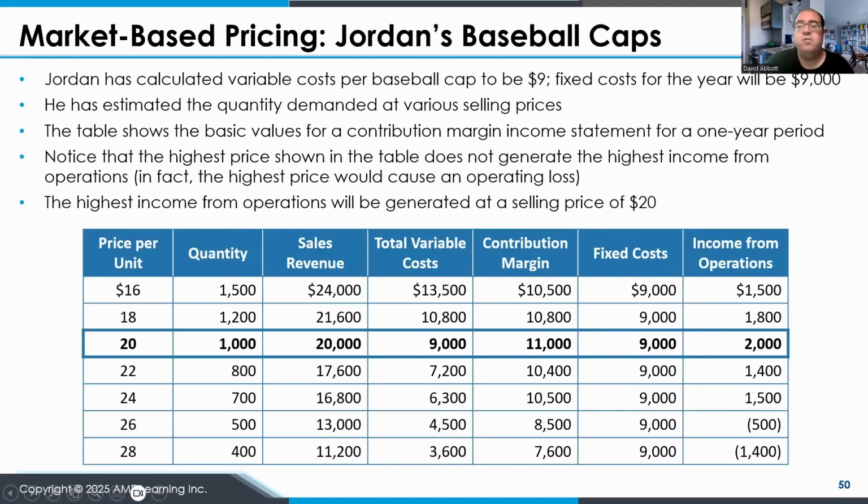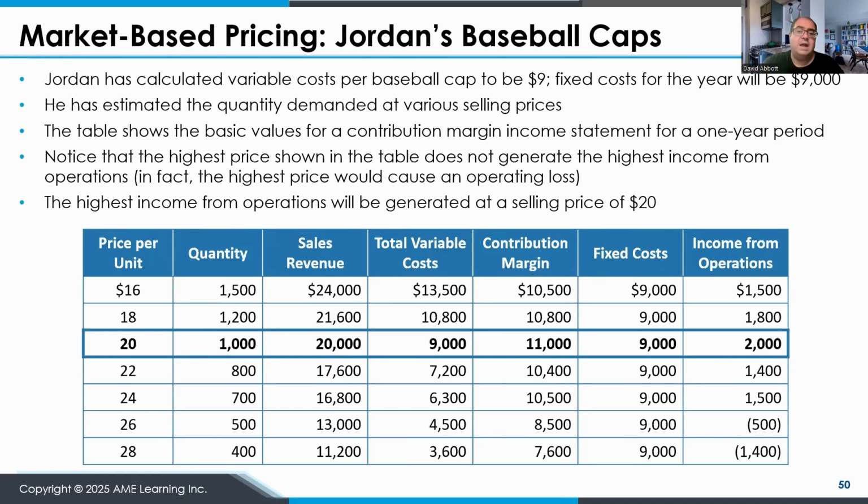So going back to our scenario with Jordan and the baseball caps, Jordan has calculated that the variable costs per baseball cap are going to be $9, and that the fixed cost for the year is going to be $9,000. So he has estimated the quantity demanded at the various selling prices in the table below, and it's also in your book on page 209. It shows the basic values for a contribution margin income statement for a 1-year period.